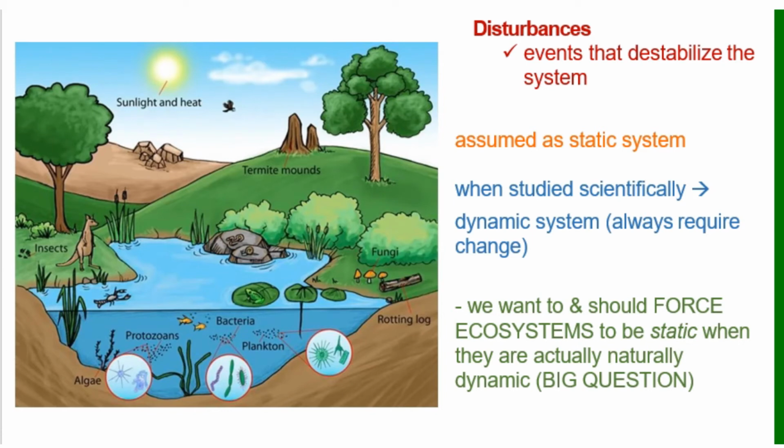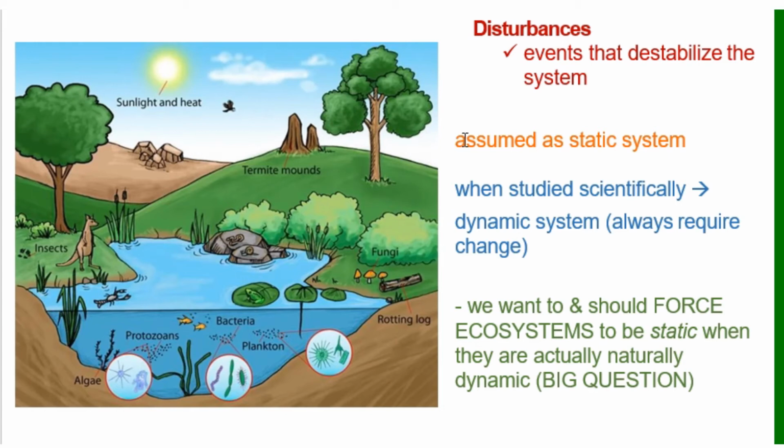So disturbance, of course, technically this is an example of an environment. There would always be disturbances in our environment. It is not static, it is always dynamic. Disturbances, by definition, are the events that destabilize the system. In this case, the system that we are referring to is the ecosystem.